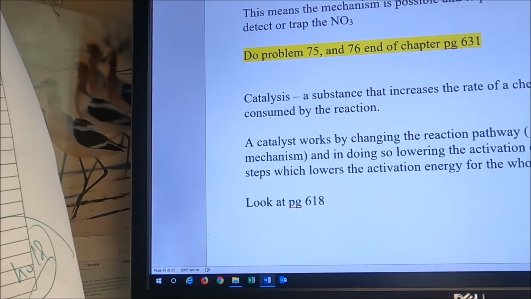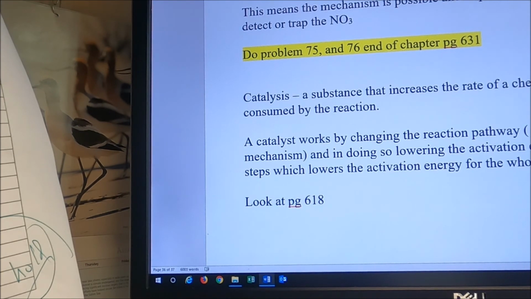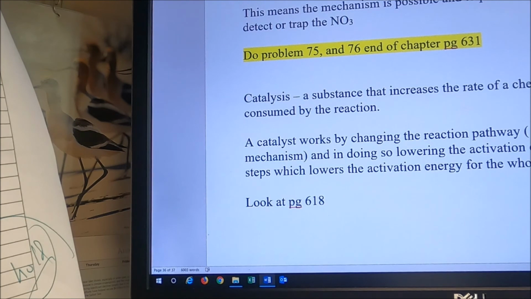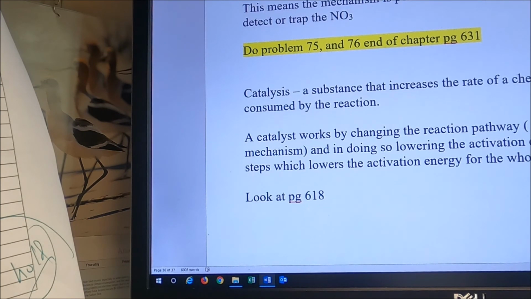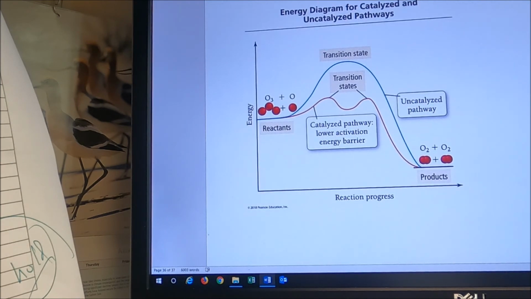Last thing in the chapter is to mention a catalyst. It's a substance that increases the rate of the reaction but is not consumed by the reaction. A catalyst works by changing the reaction pathway. In other words, it alters the reaction mechanism. In doing so, it lowers the activation energy of one or more of the steps so that the whole process will go faster.